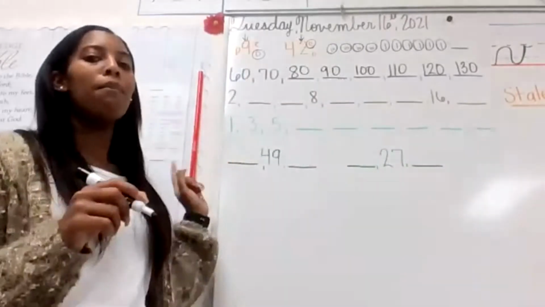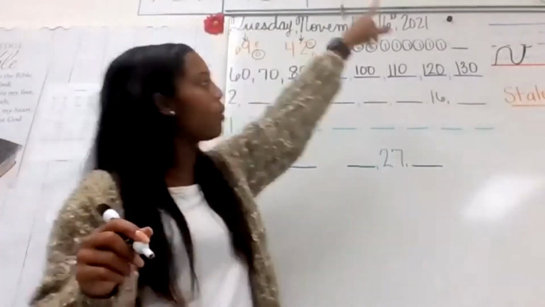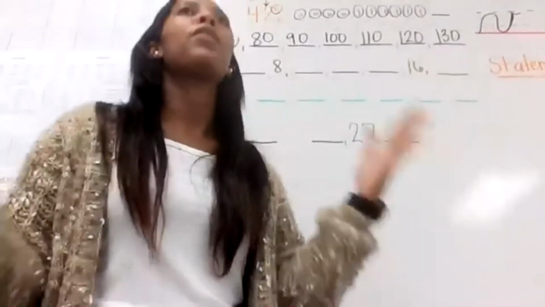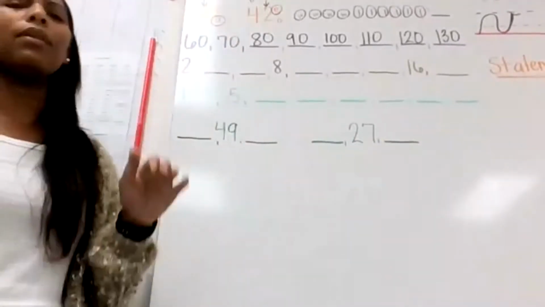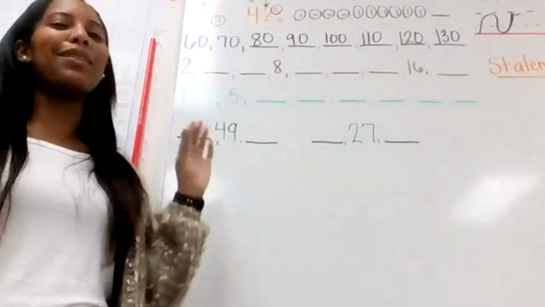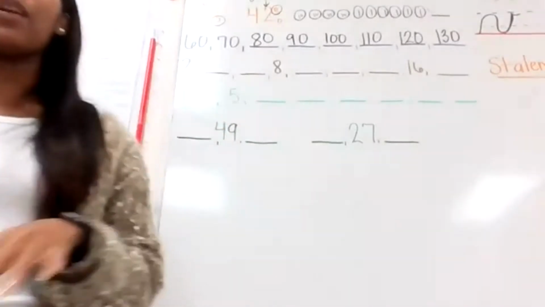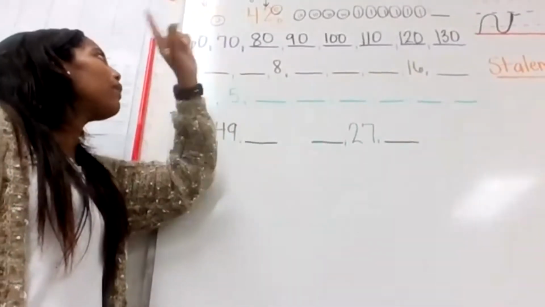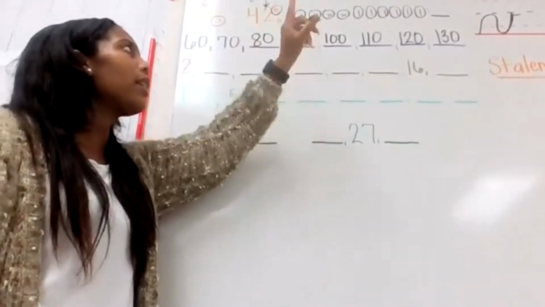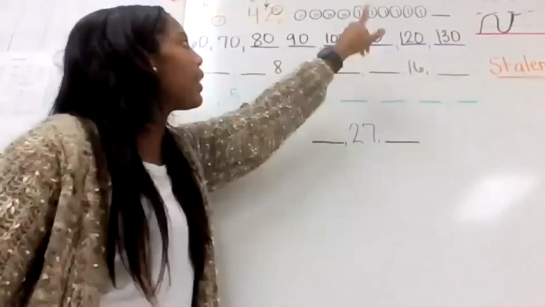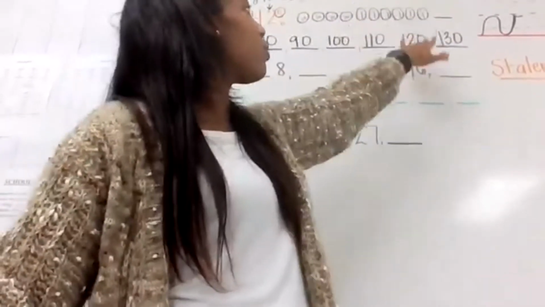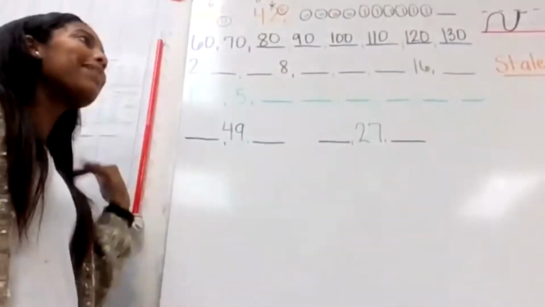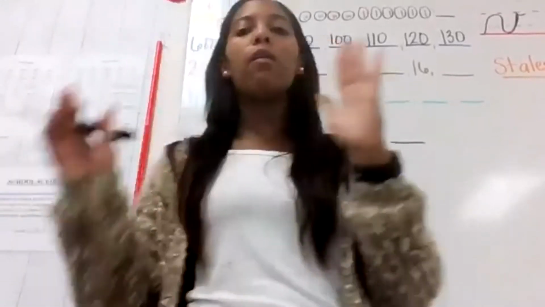So let's count by tens from 10 all the way to 130, since that's what we have on the board. So you ready on 3? 1, 2, 3. I'm sorry, start with 10. My bad. 10, 20, 30, 40, 50, 60, 70, 80, 90, 100, 110, 120, 130. So that's still counting by tens, except we are now in the 100s.